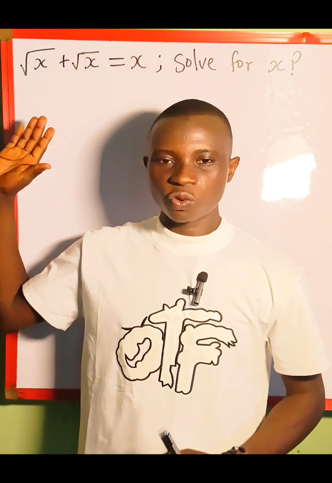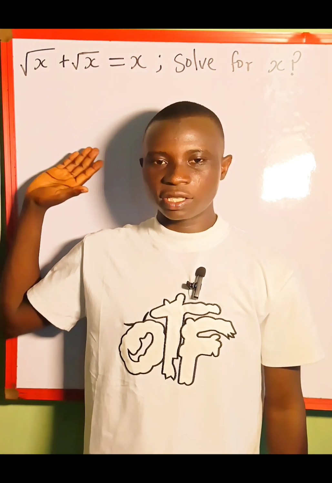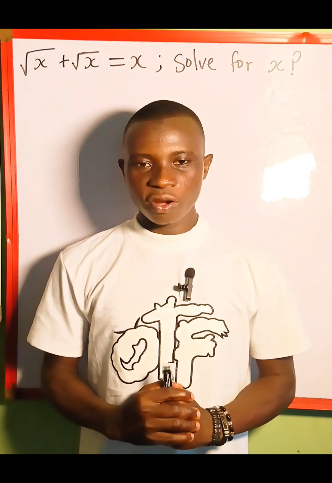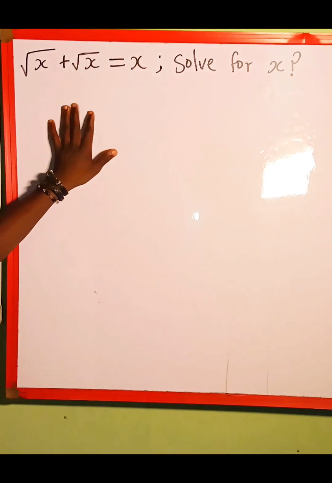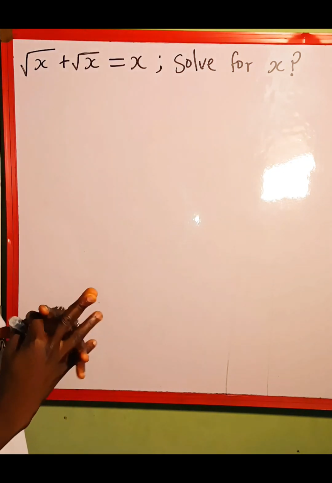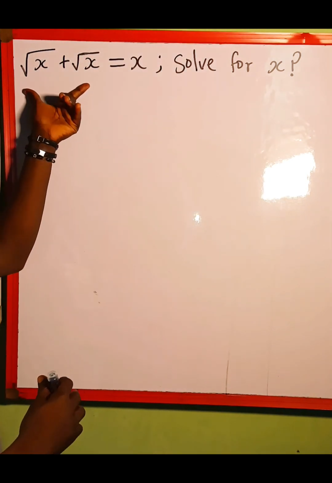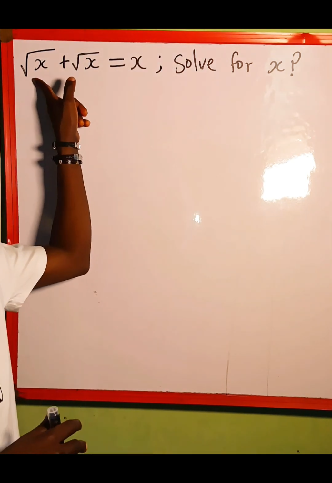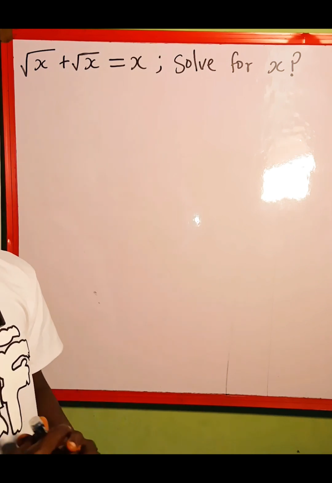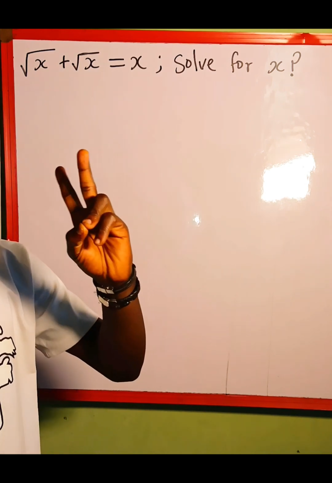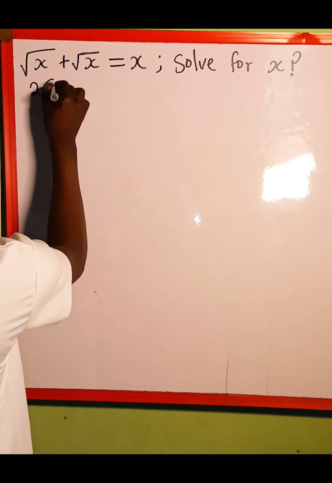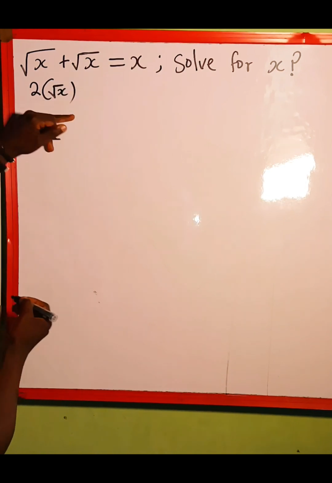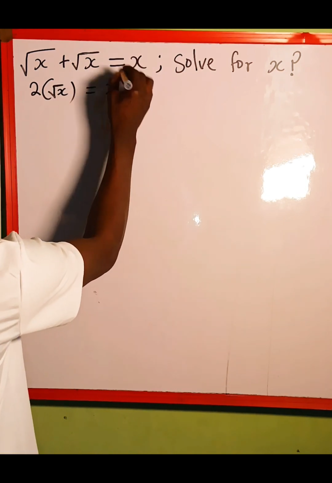We are given that square root of x plus square root of x is equal to x. Then what is the value of x that satisfies this equation? To solve for the value of x that satisfies this equation, the first thing we need to do, if you look at the left hand side of this equation, we have square root of x plus square root of x. What do you notice? We are adding the same thing twice. So this is the same as what? 2 of square root of x, because they are the same, which is equal to x.